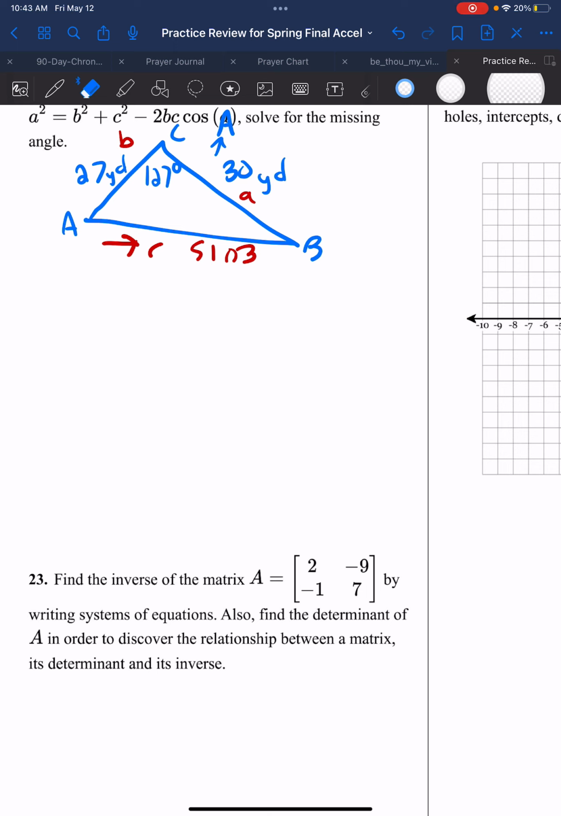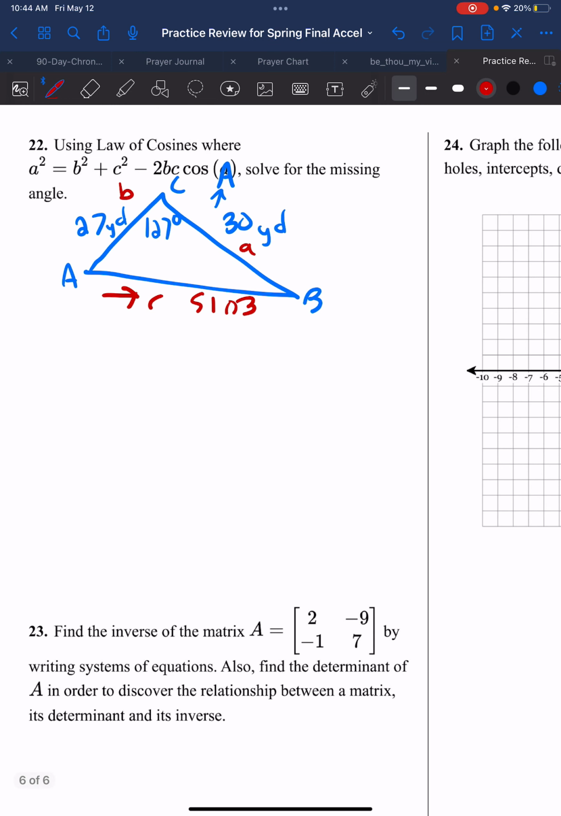Now, let's do it all again, except with the original file, like what we're looking for. We're looking for A, okay? I know this is long. So I've got A squared equals B squared plus C squared minus 2BC cosine of A. Let's fill in what I know.